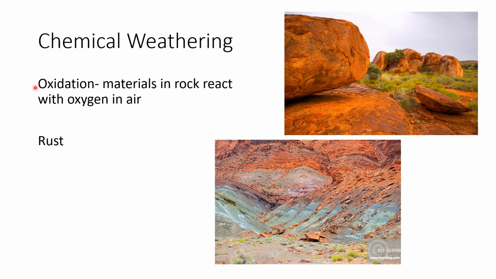Next type of chemical weathering is called oxidation, and this is when you have materials, specifically types of metals that are present in rock that will react with oxygen in the air and change color. This is also called rust. So when you have a rock like this that turns orangey, like an orangey red color, you can tell that there's a high content of iron within that rock. When you have rocks like this that turn a greenish color over time of being exposed to air, you can tell that they have copper contained within the rock.